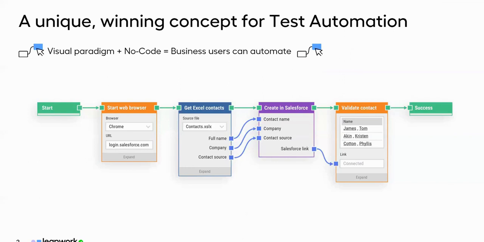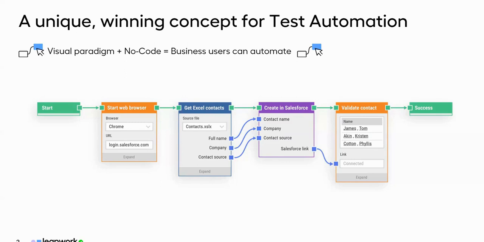So this particular slide shows how Leapwork performs, and as you can see, it's a complete visual paradigm with no code. It is an absolutely no-code platform, and business users can easily automate by using Leapwork. Let's say you want to write code for Start Web Browser. In cases where you have different automation tools, you can write code in Java, in Python, in C#, or any other language.